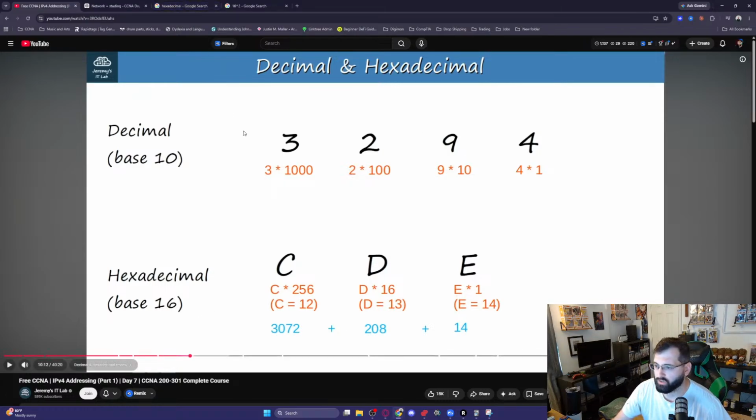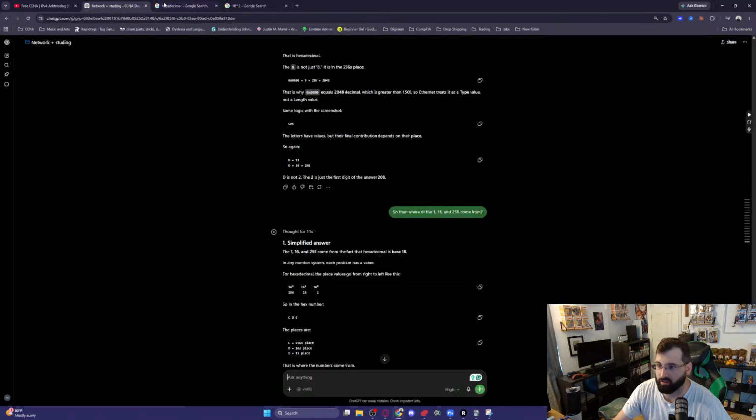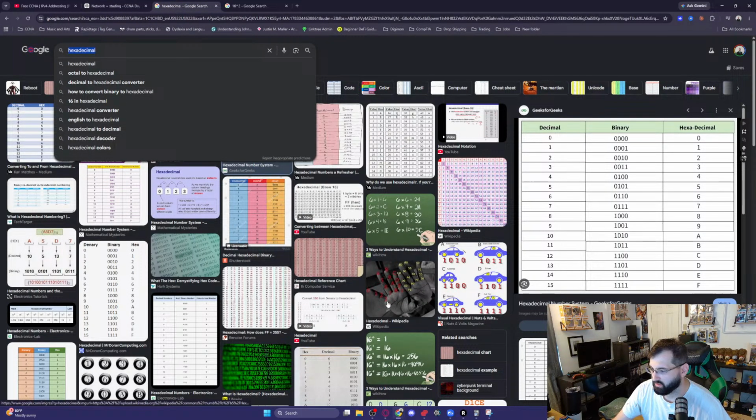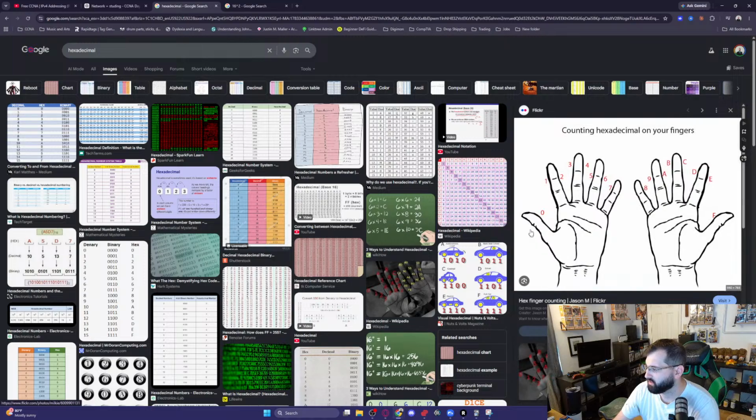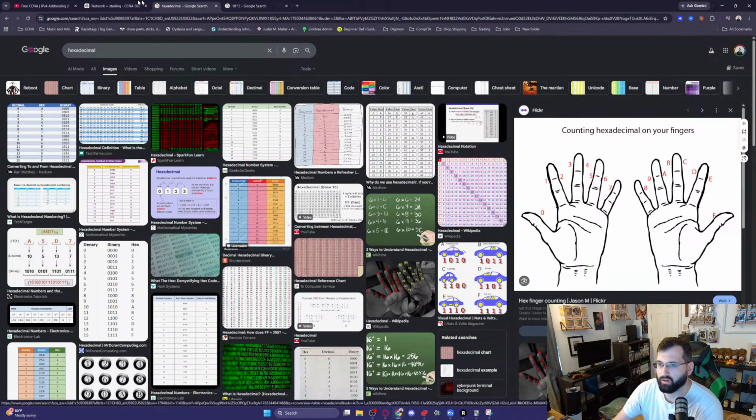So now what I don't understand is, which is the last thing I don't understand, what is this? 1, 2, 3. Interesting. Counting hexadecimals on your fingers. Okay, we might come back to that.